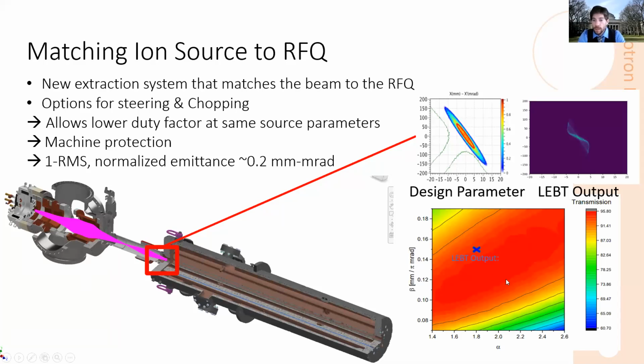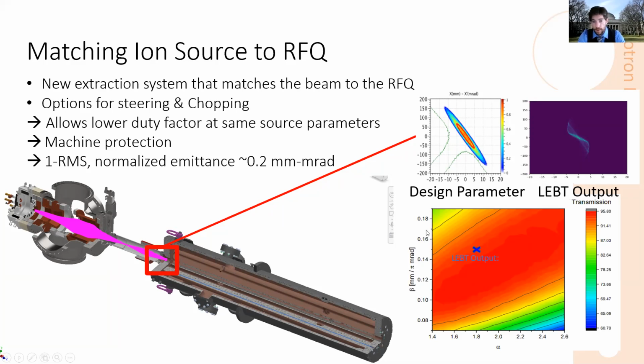You can see here on the right a plot that basically shows the acceptance of the RFQ in terms of the twiss parameters alpha and beta. And a third parameter is, of course, the emittance that is not in this 2D plot. But you can see that there's a wide band of acceptance for alpha and beta.